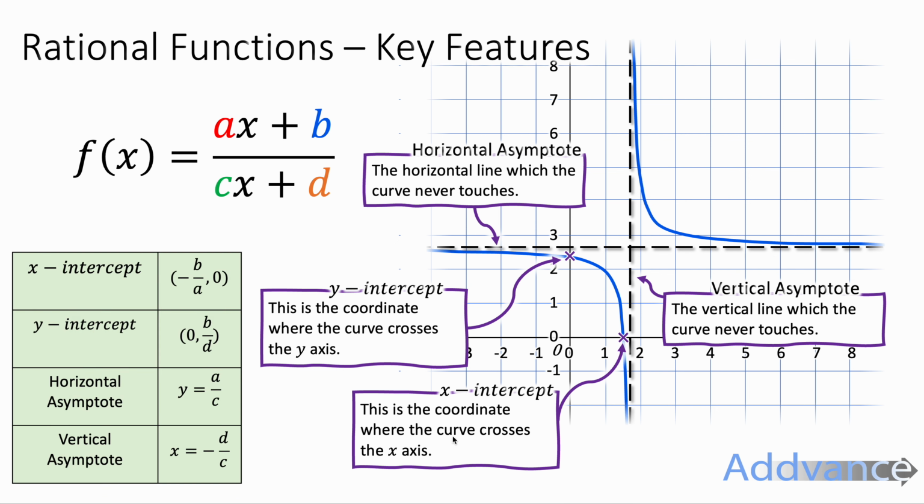The x-intercept is at minus b over a, 0. The y-intercept is at 0, b over d. The horizontal asymptote is y equals a over c. And the vertical asymptote is x equals minus d over c. You do this by matching the a, b, c, and d from the equation you're given, and putting them into these equations here.